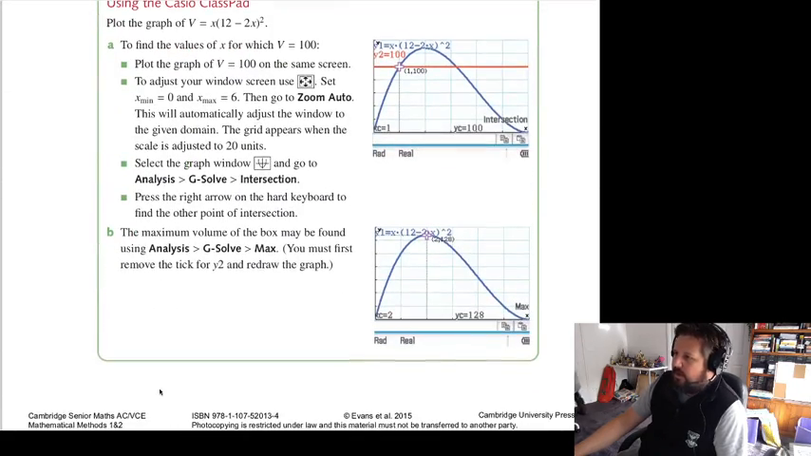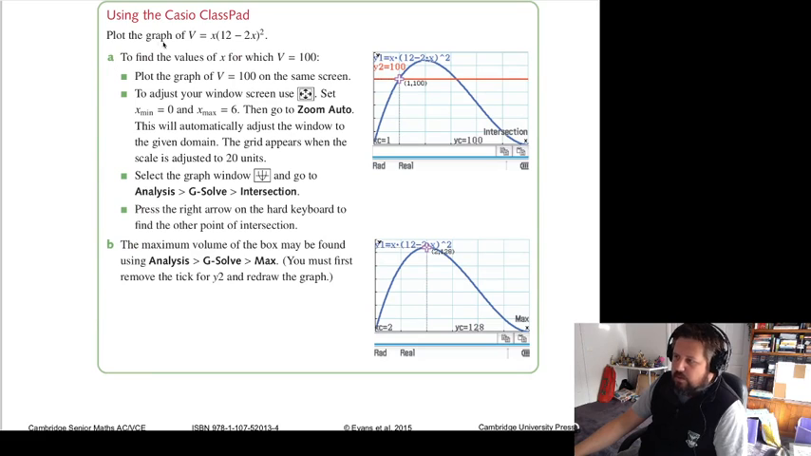On our CAS calculator, we need to be able to plot that volume. So the equation that we came up with, you have to go into the graphing section and type in x bracket 12 take away 2x squared, and you should get this blue equation like so. Sometimes when you go to sketch it, you might have to change the zoom settings. If you want it to just display between 0 and 6, you'll have to adjust the window using this setting here, set it between 0 and 6.